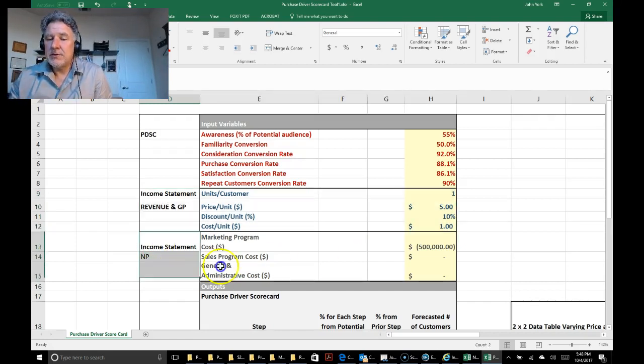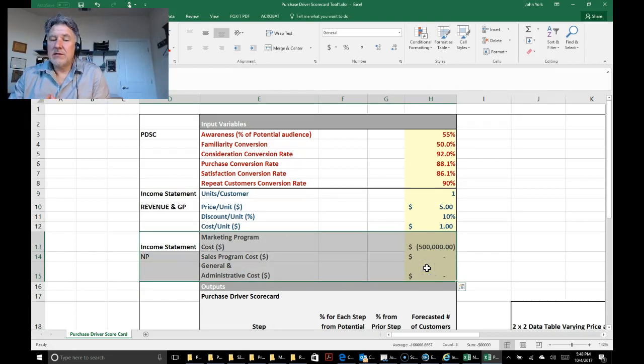Then we come to this last section, which is dealing with the income statement, which deals with the net profit portion. Once you have your gross profit, then SG&A, which is really sales, marketing, and administration costs that are there. Rather than percentages or per unit, we're setting these as fixed costs, the investments that are there. Marketing program in this case, sales program, general administration.